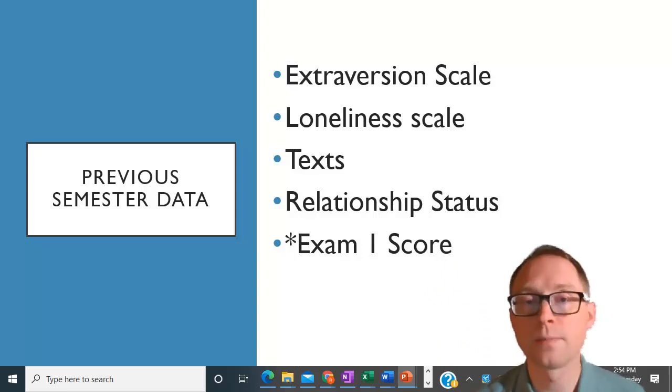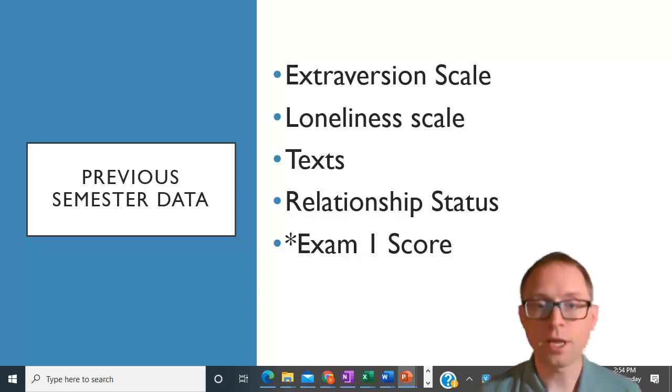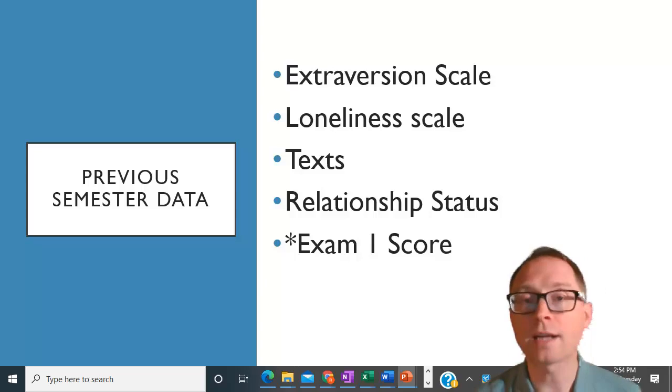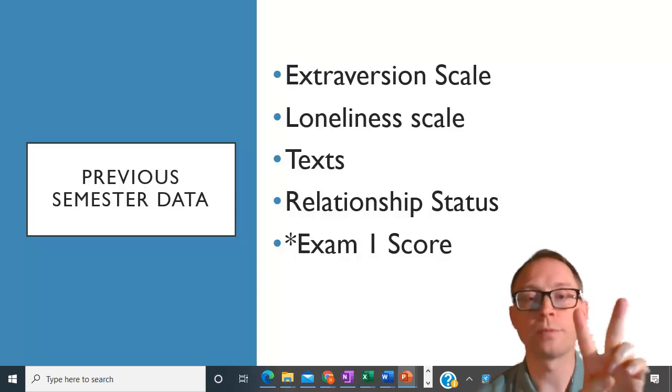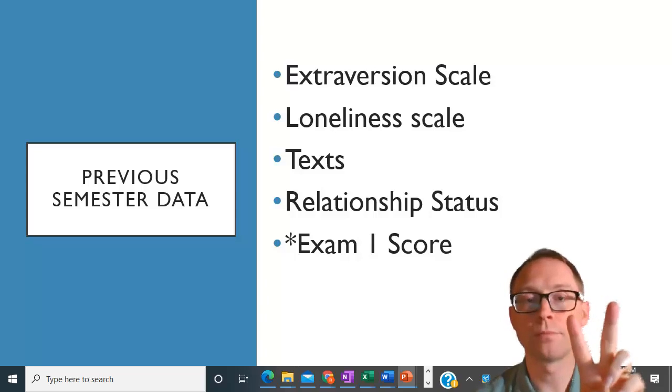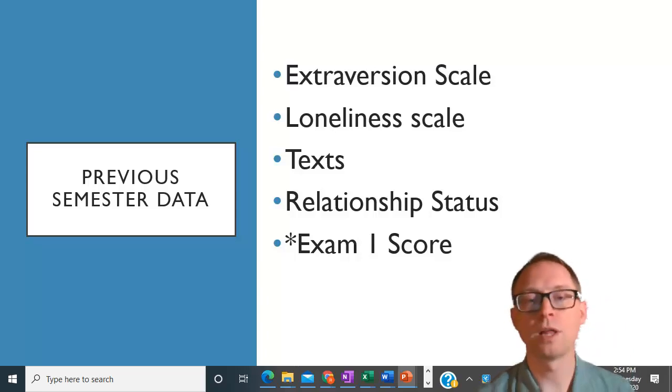Relationship status. What kind of data am I going to get from relationship status? That's going to be categorical, absolutely. In this particular case, the 2 categories are you're in a relationship or you're out of a relationship. You're in or you're not, right? So how many levels do I have? 2 levels.